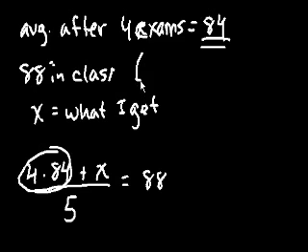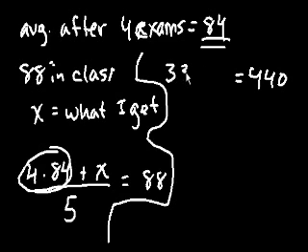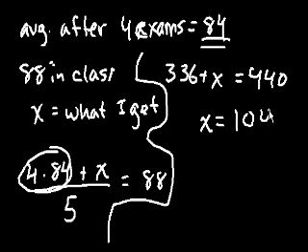So let me make some space here. So 5 times 88 is, let's see, 5 times 80 is 400, so it's 440. 440 equals 4 times 84, we just saw that, is 320 plus 16 is 336. 336 plus x is equal to 440. Well, it turns out if you subtract 336 from both sides, you get x is equal to 104.